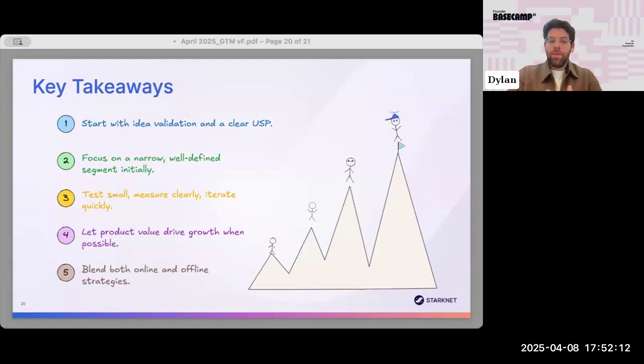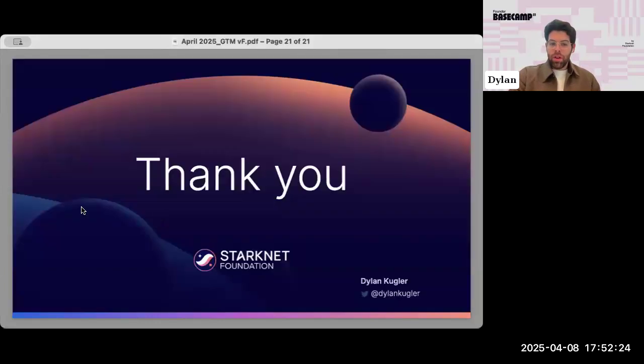Let product actually drive value and growth when possible, and create natural adoption cycles. And then finally, you should be blending both online and offline strategies for a comprehensive approach. So that was a little bit of a rushed presentation, but I do want to get back to some of the conversations that we were having earlier, because I think what Gabin was saying was extremely interesting. So that covered most of it. Please ask questions if you have any specific questions about Gabon's experience, my presentation, or any challenges. Now's the time to ask.